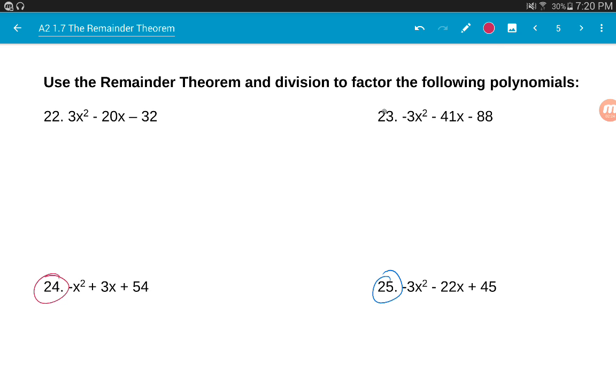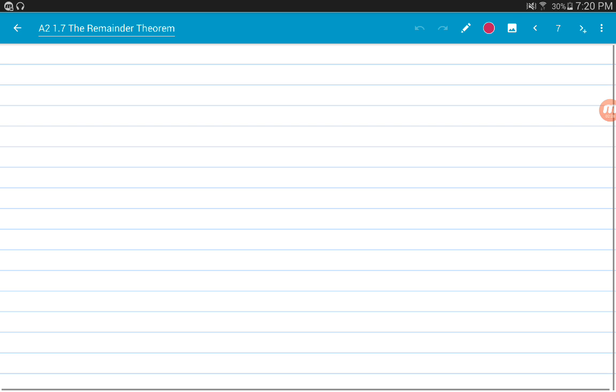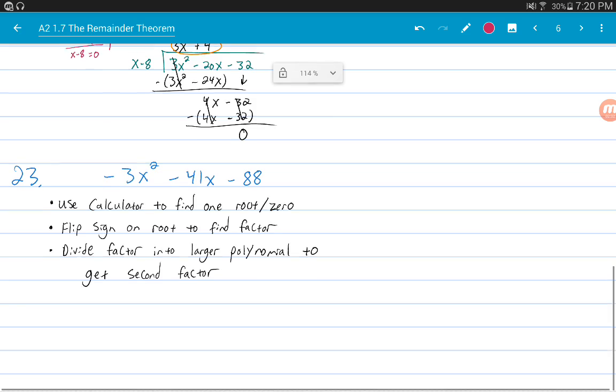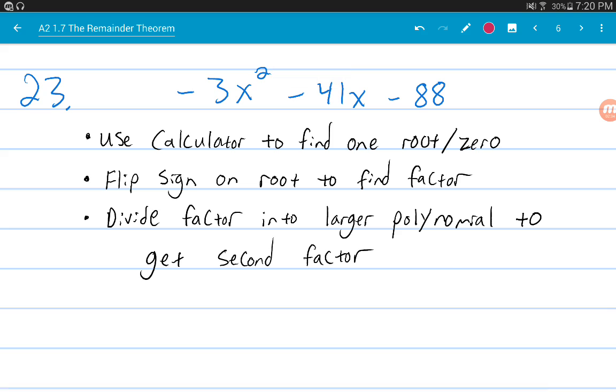Now here are the steps that we're going to take with our question here, 23. Okay, here's the polynomial. We're going to use the calculator to find one root or 0. We're going to flip the sign on the root to find a factor. We're going to divide that factor into the larger polynomial to get the second factor. All we need to do is factor in this part, so that's where we'll stop.